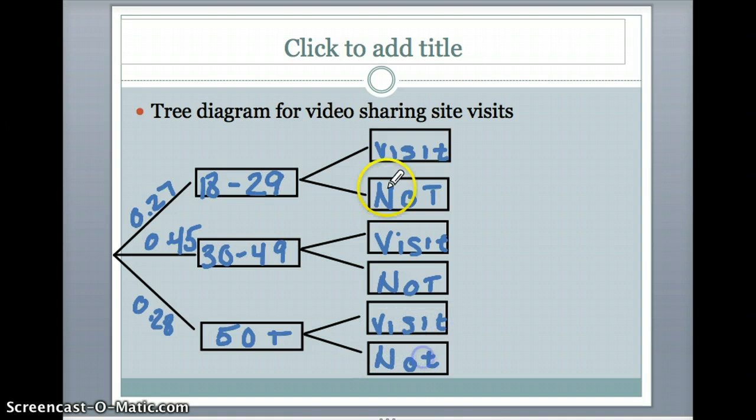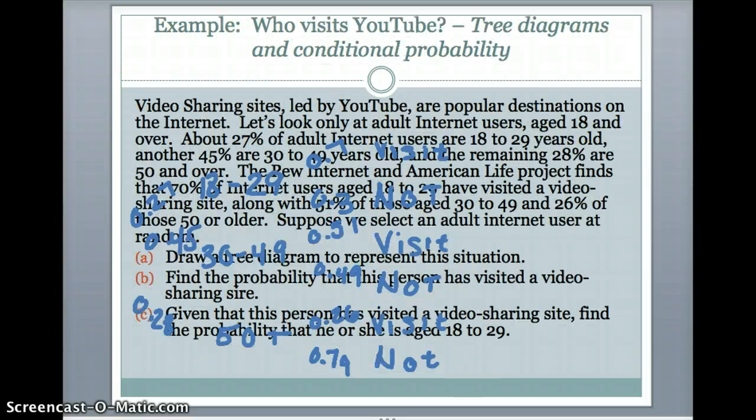Okay. It's still not going to be split, so we have to write our percentages again. Let's see, what was it? It was 70% of this age group visited, so 30% do not. 51% of this age group visited, so 49 did not. And let's see, 26% visited in the 50 plus, and 74% did not. That's a 4, not a 9. Okay, so let's take a look now back at the question to see what else we have to do here.